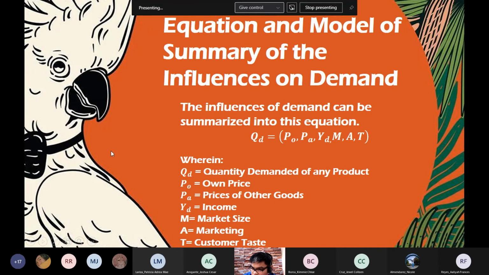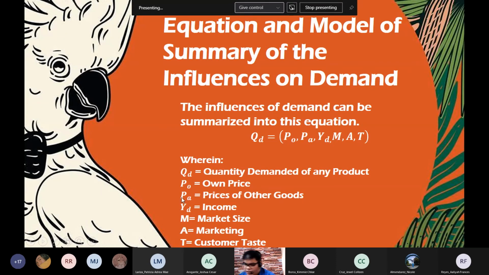So, here we have the equation and model of summary on the influences of demand. So, pinakita ko lang equation but we will rather not have any computations. So, if you would like to study economics in more detail, ito yun. Wherein QD is the quantity demanded. Gaano karami ang kailangan mong product. P sub zero is the own price, no? Presyo ng item mo.